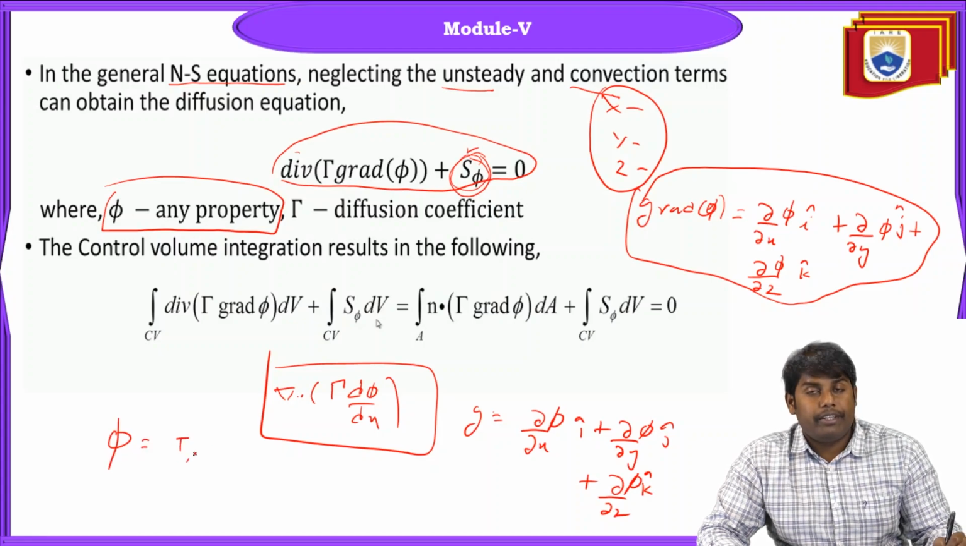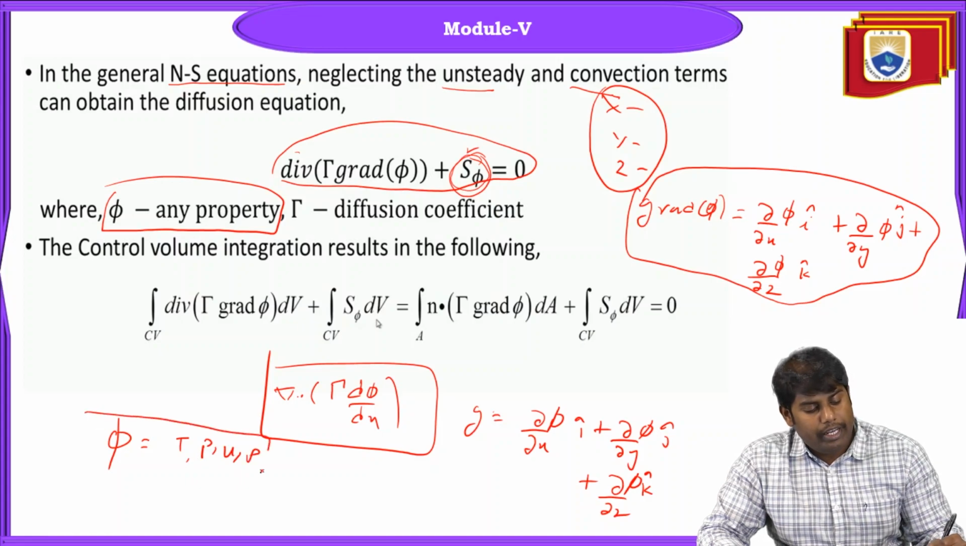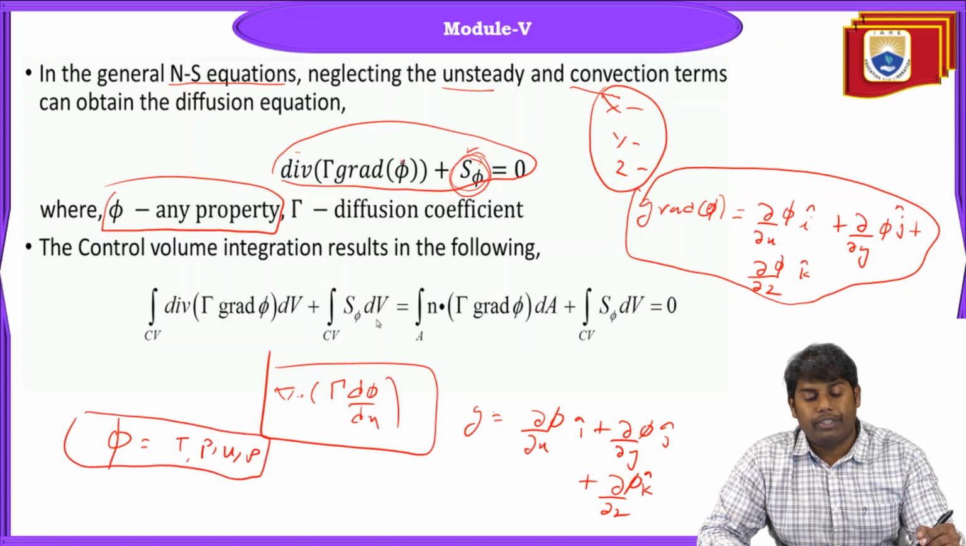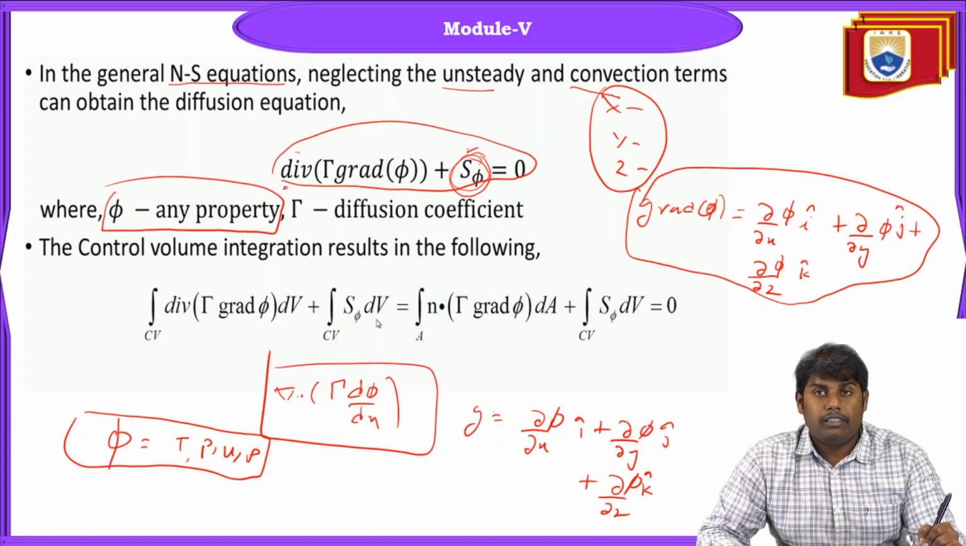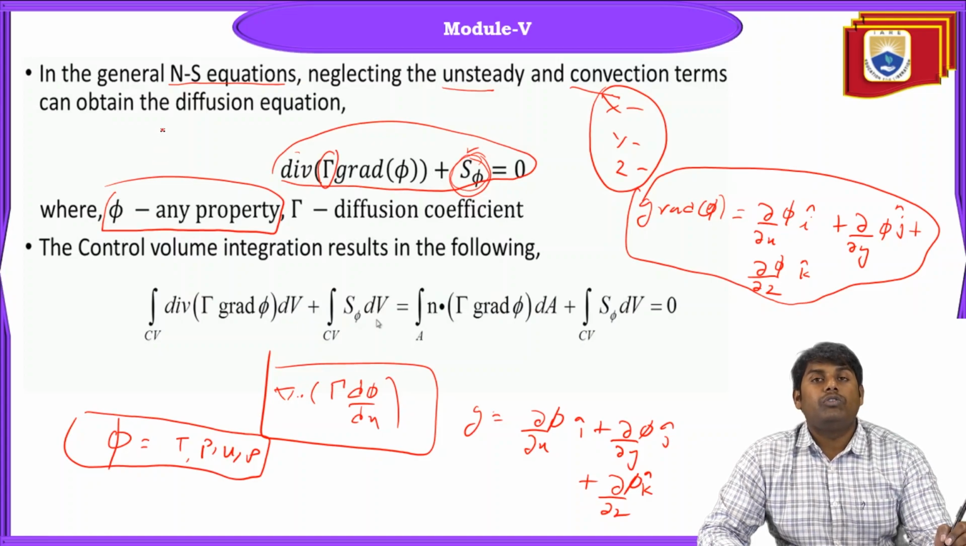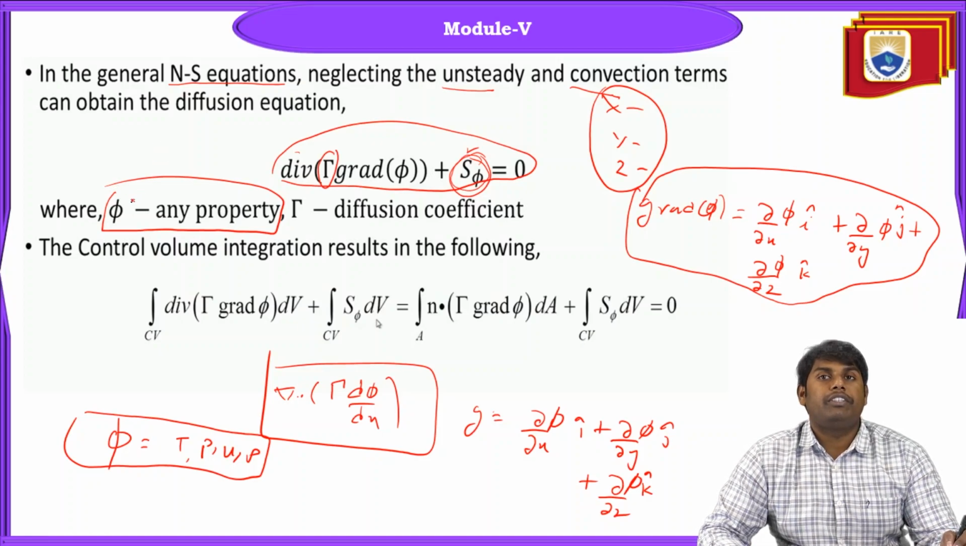So it can be temperature, it can be pressure, it can be velocity, it can be density. So any flow variable can go into this actually. And gamma, so basically this is called gamma. So this is called the diffusion coefficient. Now you can see the control volume integration which results.